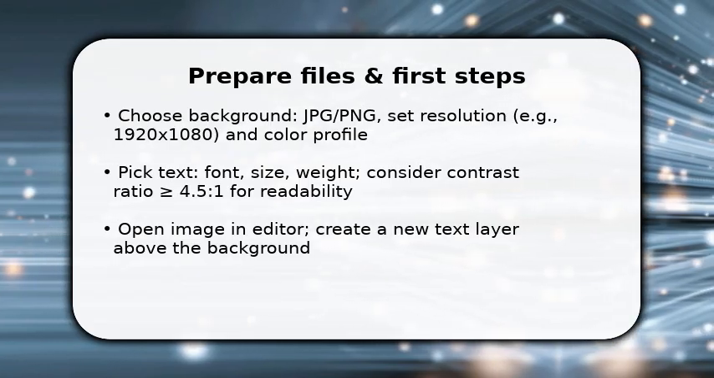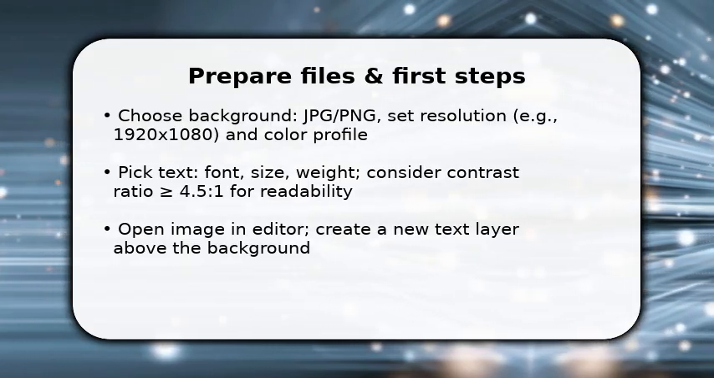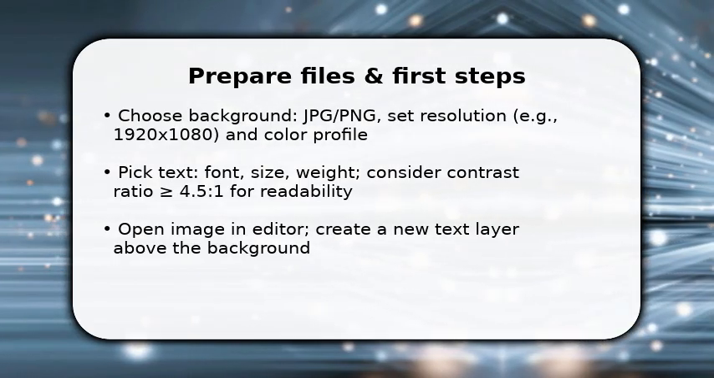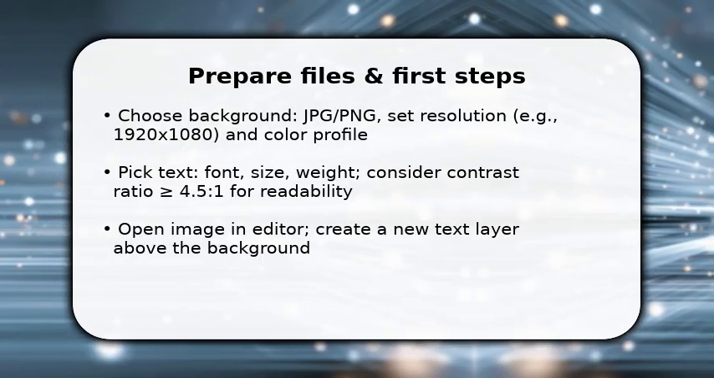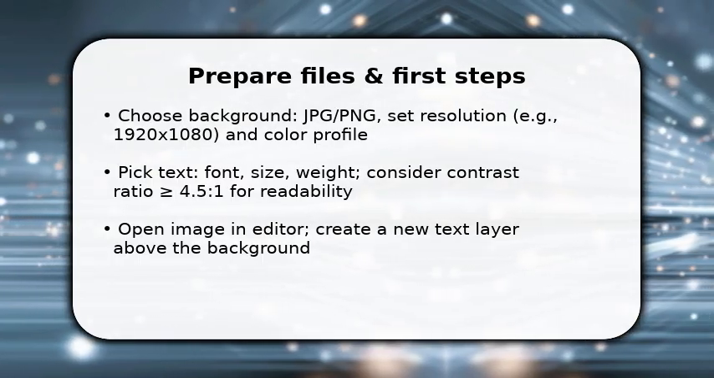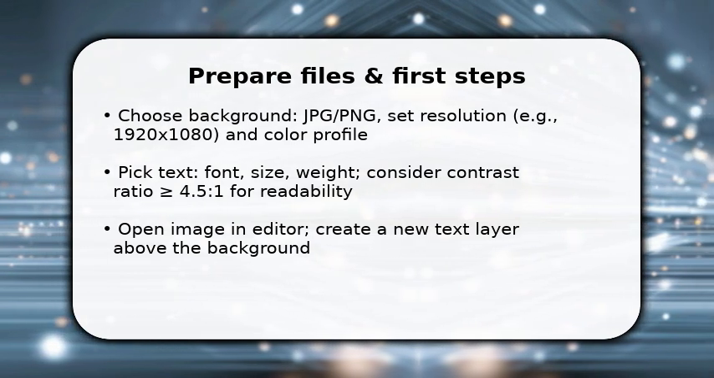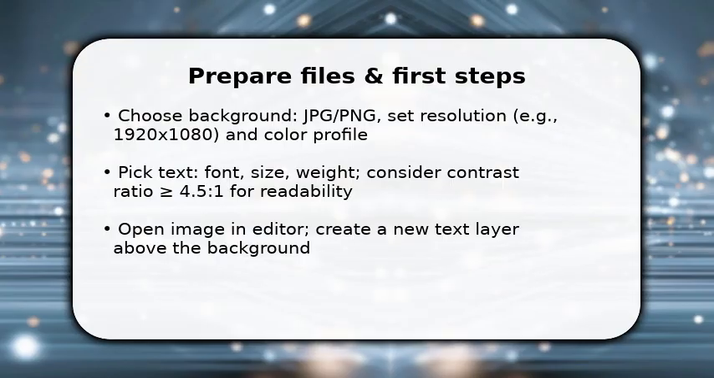Use a readable font size and pick color with at least 4.5:1 contrast for accessibility. Once done, enable grid or rule guides to align text precisely and keep consistent margins as you proceed to style.